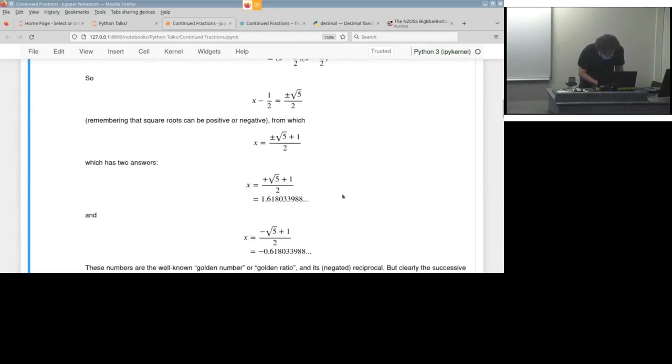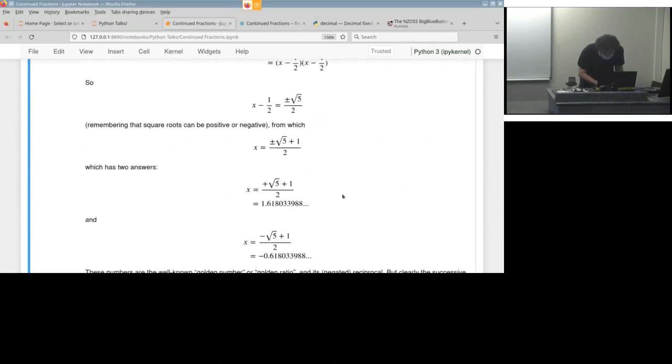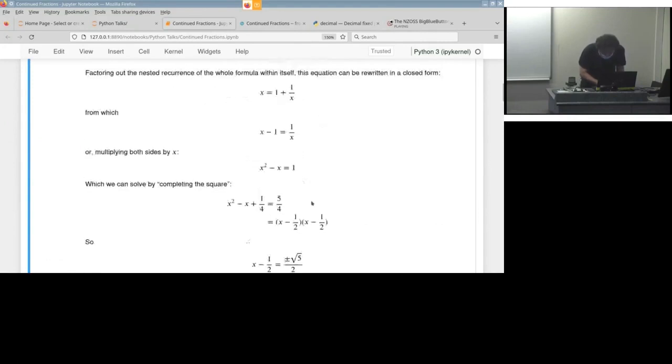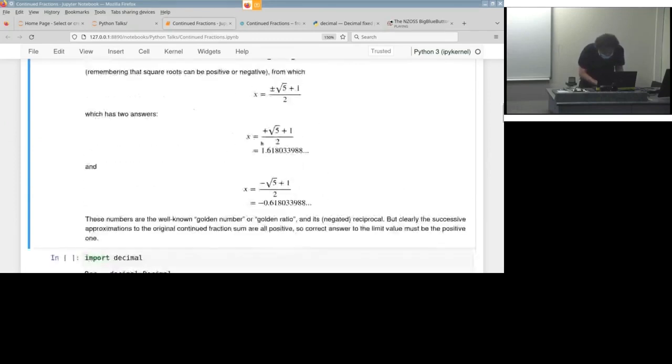The golden ratio, square root of 5 plus 1 over 2, is 1.618. Some interesting properties, right? If you subtract 1 from it, it's the same as 1 over it. So 1.618 minus 1 is 0.618, which is 1 over 1.618. And the golden ratio pops up in nature a lot. The ancient Greeks knew it as a particularly pleasing kind of thing.